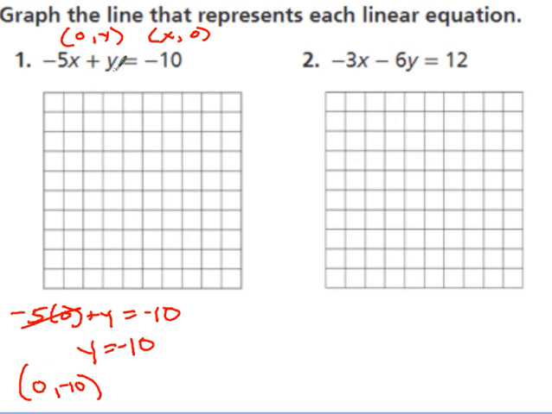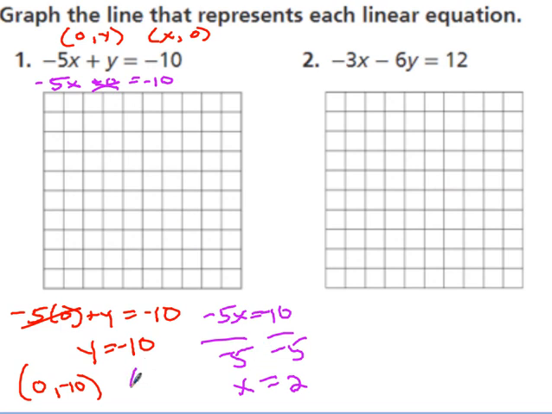If I were to plug in 0 for y, that'd be -5x equals -10. Because if I plug in 0 for y, that's just plus 0. Well, again, that just goes away, which is why I'm left here. We'll divide by -5. I get x equals 2.